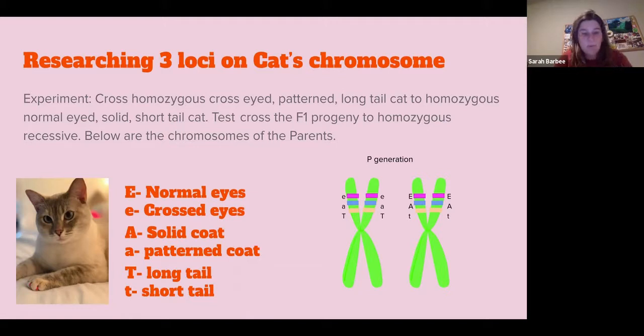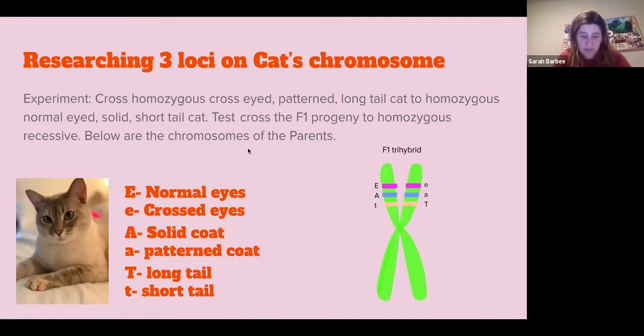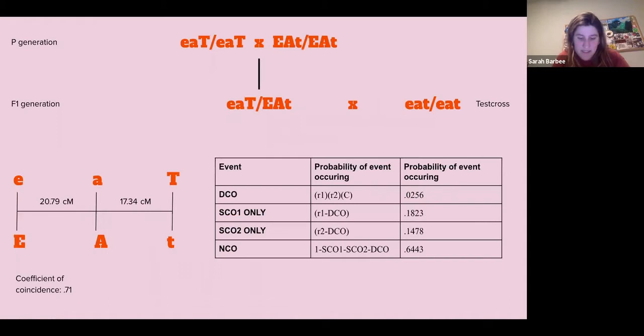In this experiment, we crossed a pure-breeding, cross-eyed, patterned, long-tailed cat with a normal-eyed, solid, short-tailed cat. Below are the chromosomes of the two parents with their specific alleles marked on each locus. The resulting F1 offspring is a trihybrid heterozygous cat that we will test cross, and here are its chromosomes and marked loci.